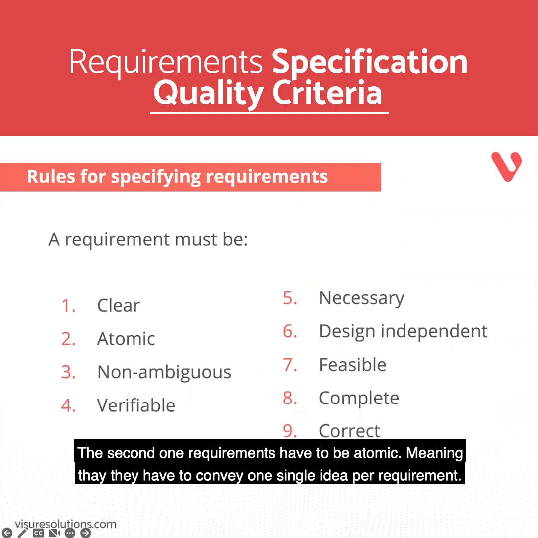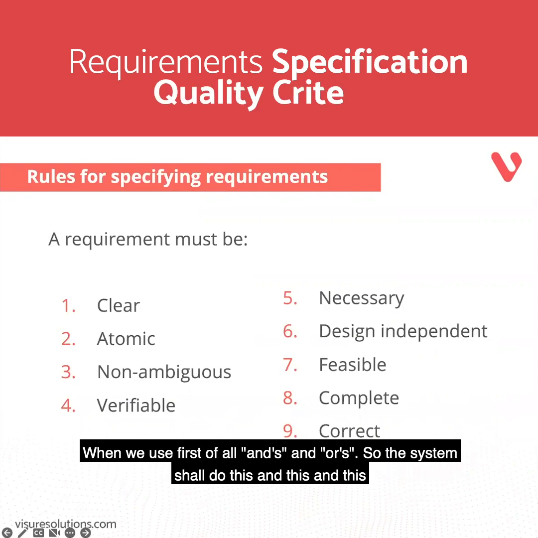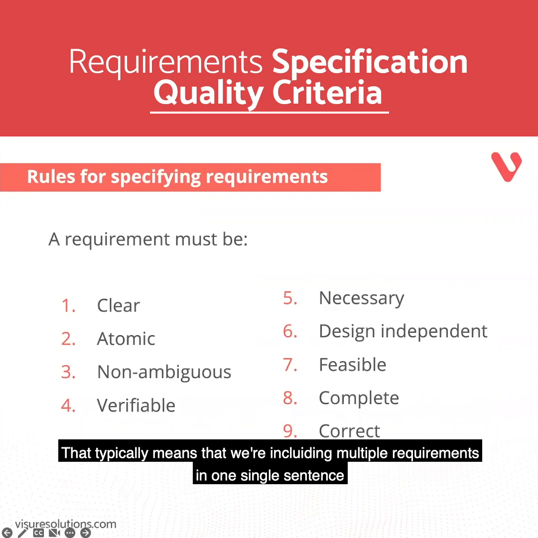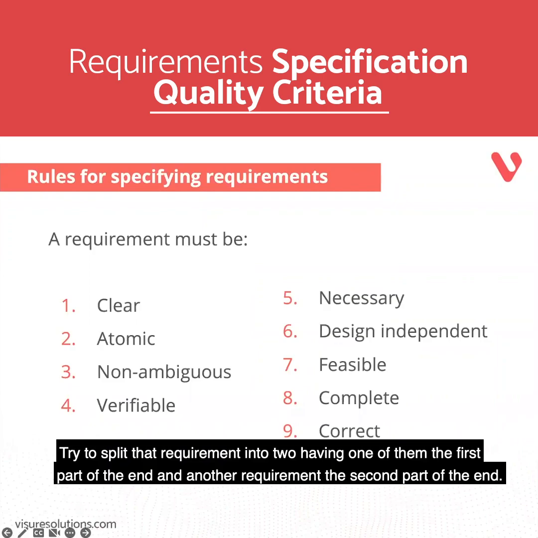The second one, requirements have to be atomic, meaning that they have to convey one single idea per requirement. Ways in which we can identify non-atomic requirements: when we use, first of all, ands and ors. So the system shall do this and this and this. That typically means that we are including multiple requirements in one single sentence. So what are we going to do? My recommendation, try to split that requirement into two, having one of them the first part of the and another requirement the second part of the and.